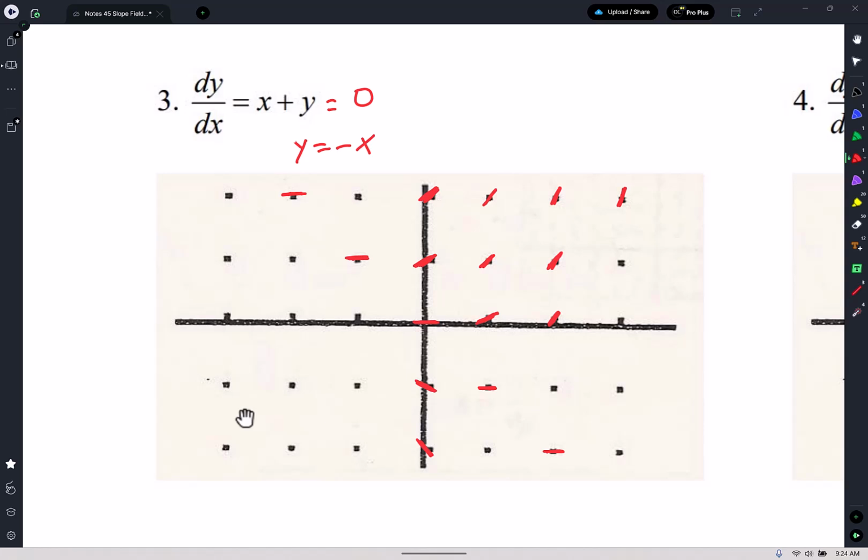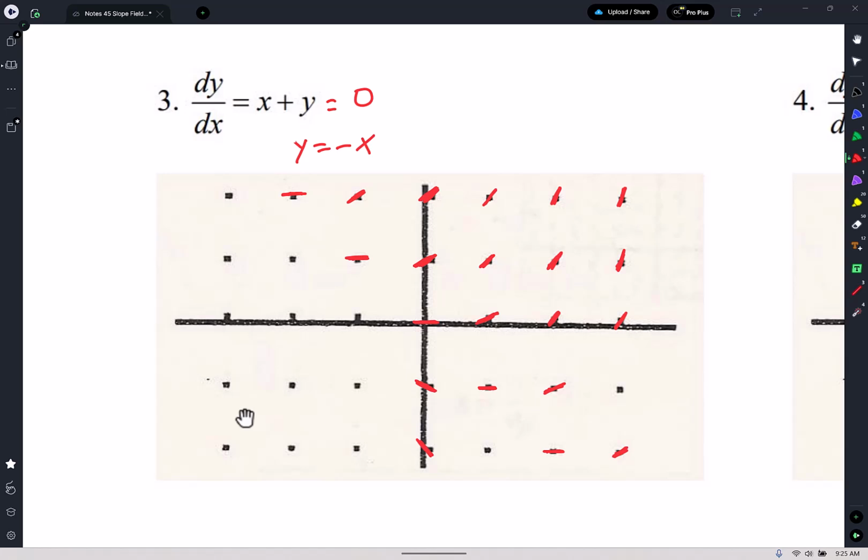I'm at 3, 0, so slope of 3. 3, 1, that's a slope of 4. Okay, now I'm at 2, negative 1, that's a slope of 1. And then this is a slope of 1. 3, negative 2 is a slope of 1. So you can already see, and this is going to be a slope of 1. So all these, so let me go back, you guys can see.